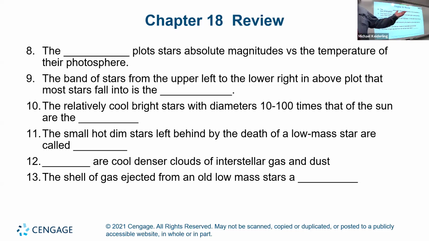Nebulae are cool, denser clouds of interstellar gas and dust. They look like clouds, hence the name nebula, which derives from the Latin for cloud. A shell of gas ejected from an old low-mass star is a planetary nebula. You'll see the white dwarf in the center, and then there's a surrounding, generally circular, shell of gas around it. People thought it looked like a planet or a planetary system.